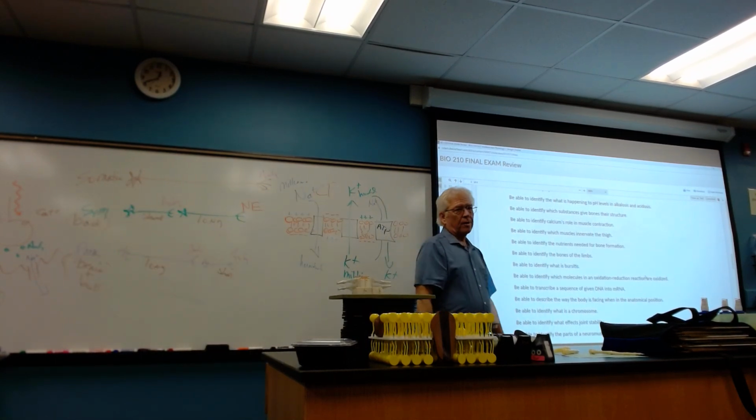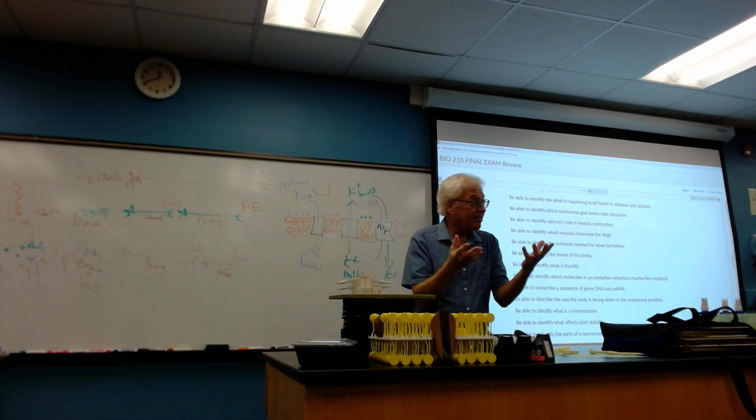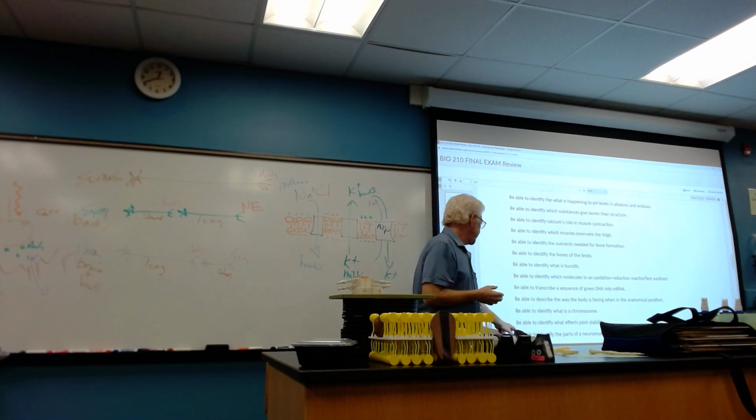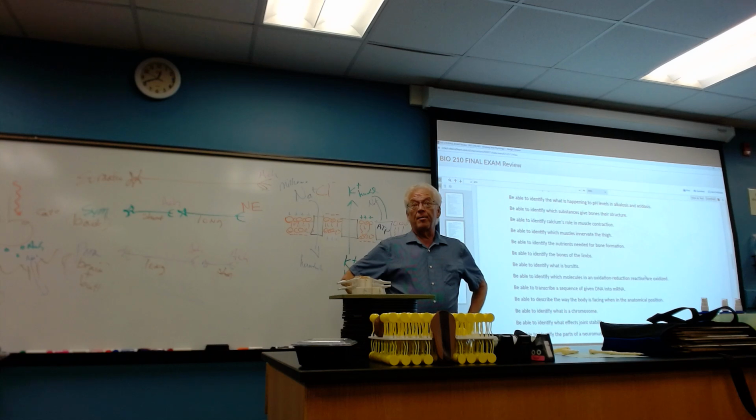What's a chromosome? Some twisted up DNA which has genes in it for telling you characteristics. Be able to identify what makes a joint stable. The #1 thing is muscle tone, right?